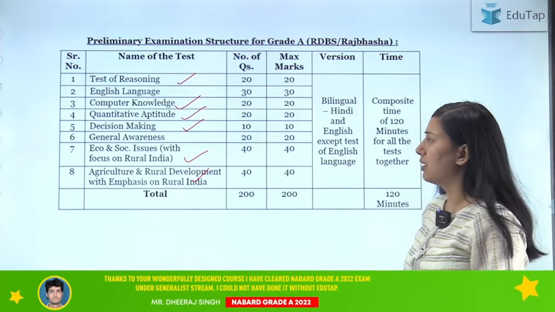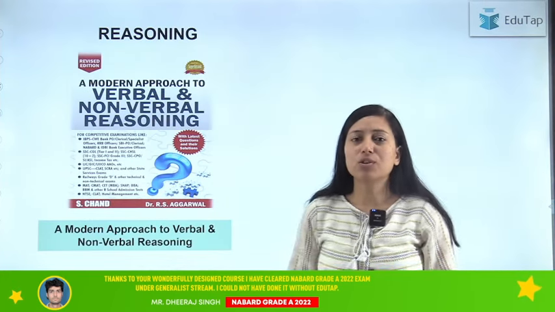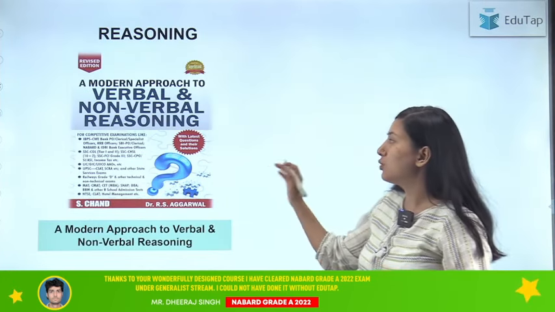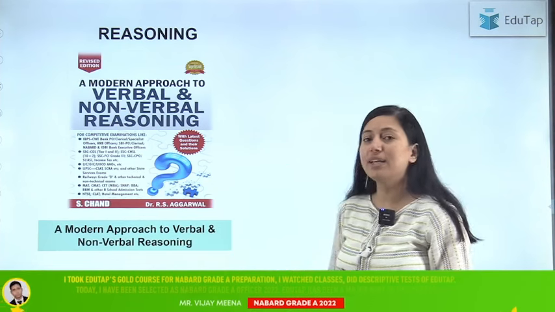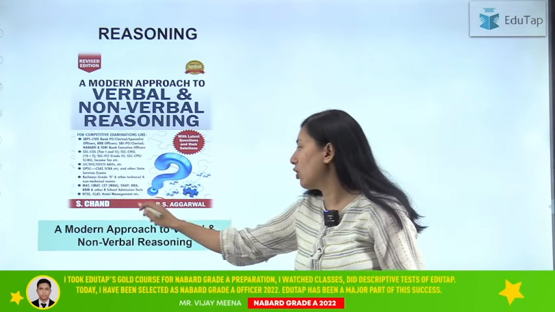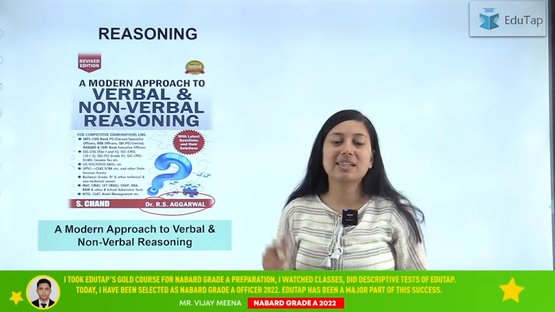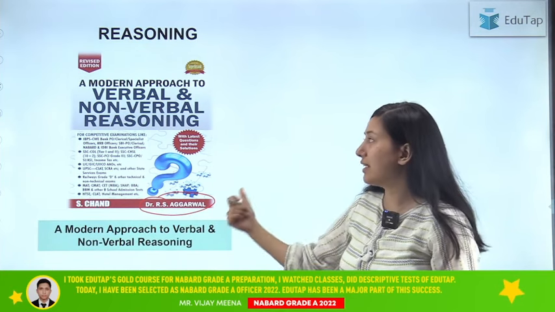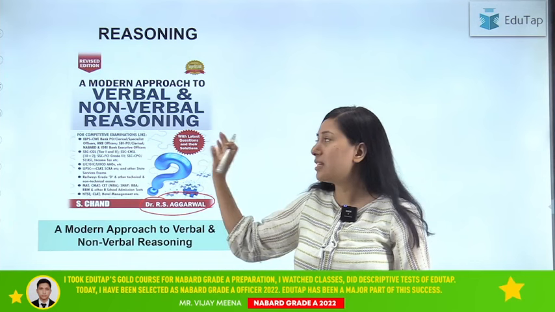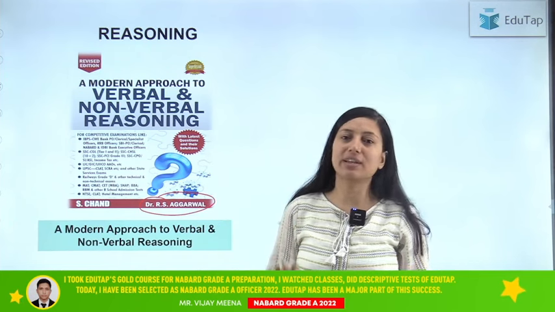So talking about, first of all, let's take reasoning. So for reasoning, you can refer to this book, that is A Modern Approach to Verbal and Non-Verbal Reasoning by Dr. R.S. Agrawal. This is one of the very good books, and you can take it as a standard source. This book is enough for the preparation of your reasoning.